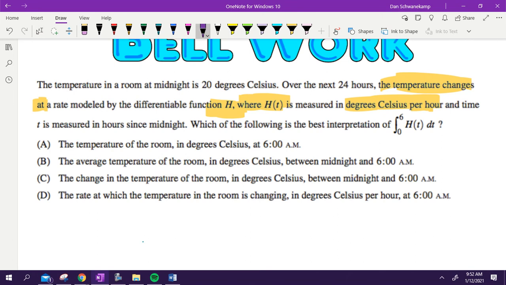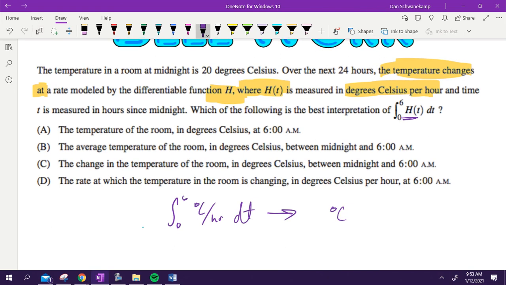I have an integral of h of t. What is h of t measured in? I'm integrating degrees Celsius per hour from 0 to 6. Thinking of units is going to be very important. If I integrate degrees Celsius per hour, what are my units going to be? Degrees Celsius. And so it is not the temperature of the room at 6 a.m. That's not what it's telling me.